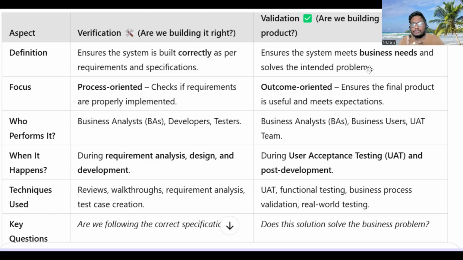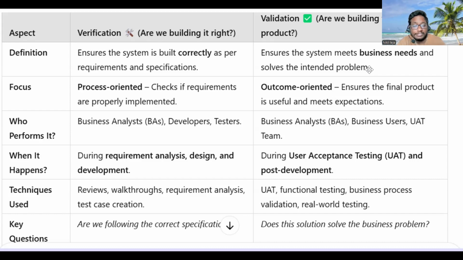So verification is low level, very detailed implementation. It is usually performed by developers and testers, as well as with the help of the business analyst. Why? Because he will be gathering the requirements, right? Who performs validation? Business analysts, business users, and the UAT team. It's quite intuitive, right? The UAT team is the one who will be checking whether the system is working according to the business needs or not. We'll be learning about UAT in detail in the next videos also.